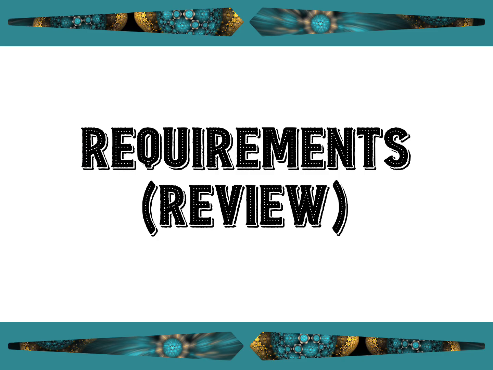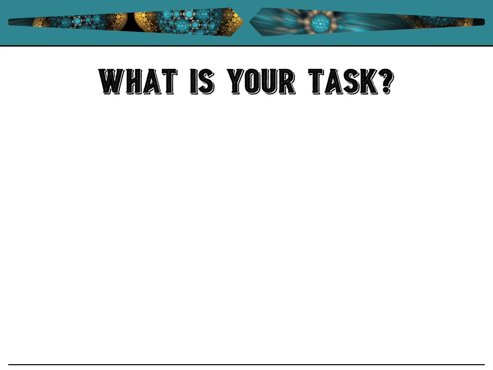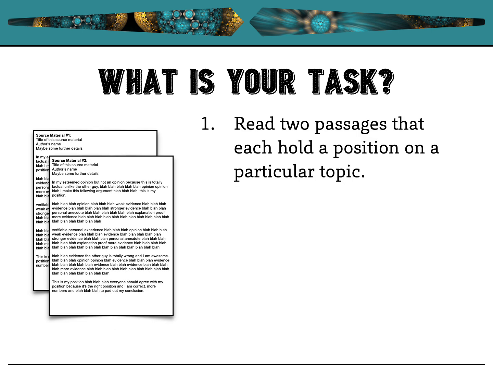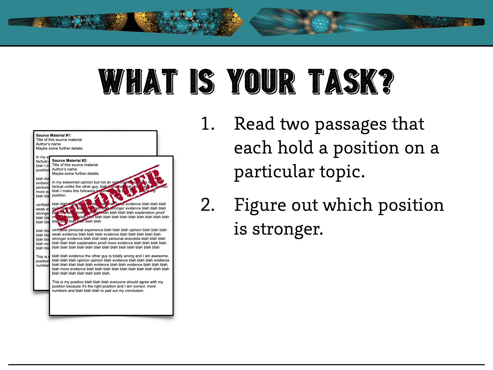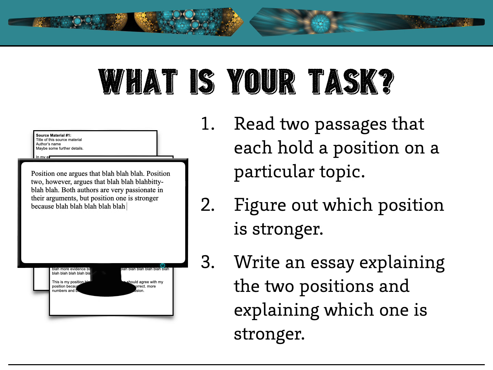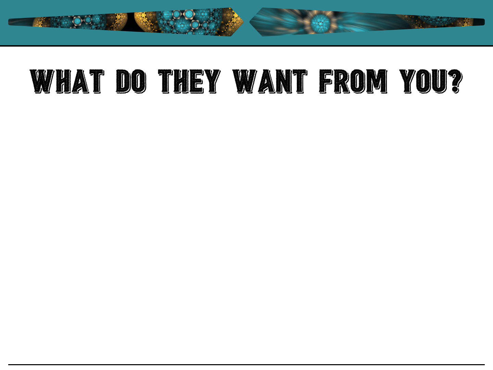First of all, let's do a quick review of the requirements just in case it's been a while since you watched episode 1. So, what is your task? You are going to read two passages that each hold a position on a particular topic. You are then going to figure out which position is stronger. After you've decided that, you're going to write an essay explaining the two positions and explaining which one is stronger. Easy peasy, right?